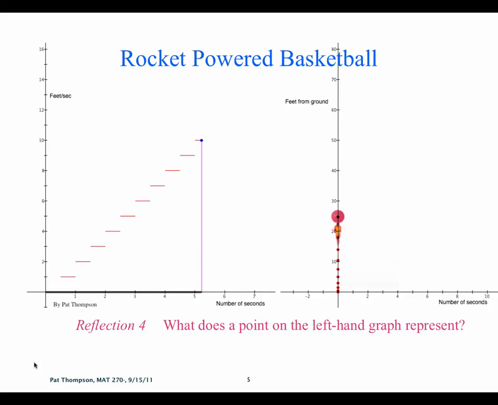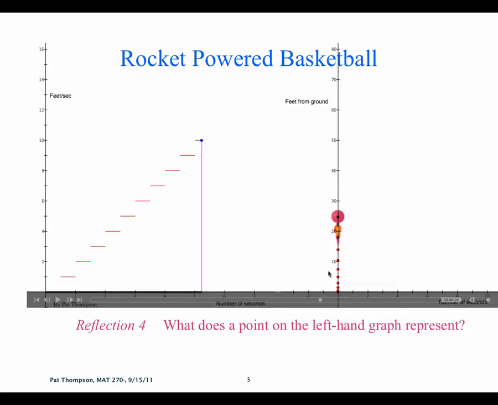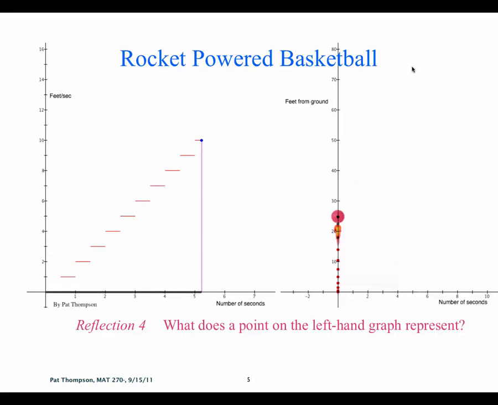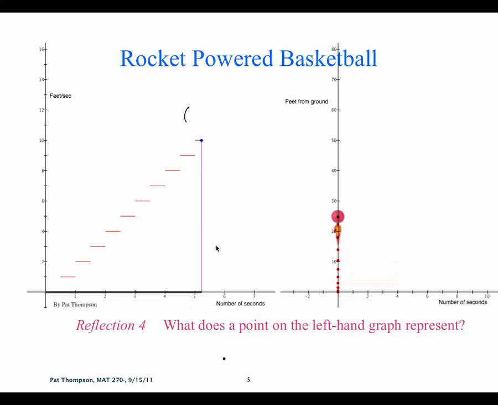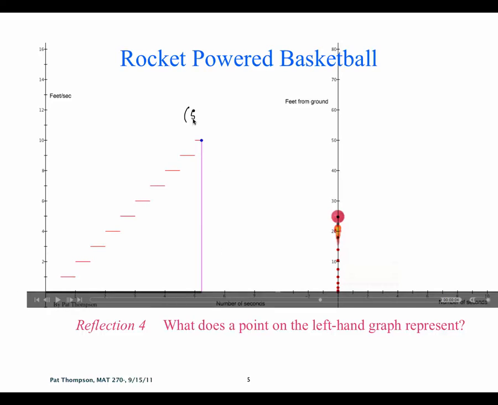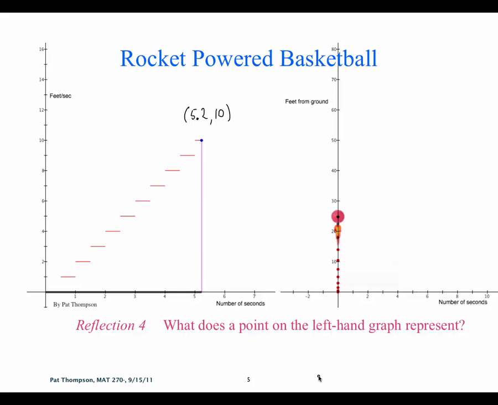So I've stopped here at a point. What does that blue point on the left-hand graph represent? It represents a rate of change, at a certain time. It's two corresponding values taken together. So let's estimate what it is here. This particular point is 5.2 maybe. And what does it look like here? Speed is 10. 10 feet per second after 5.2 seconds after launch. Okay?